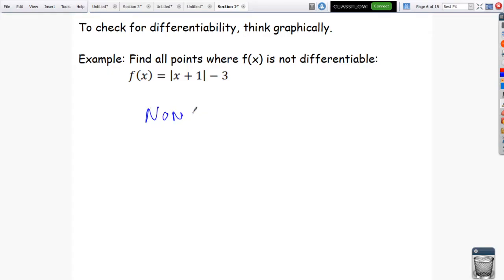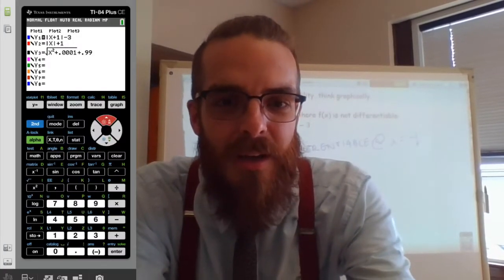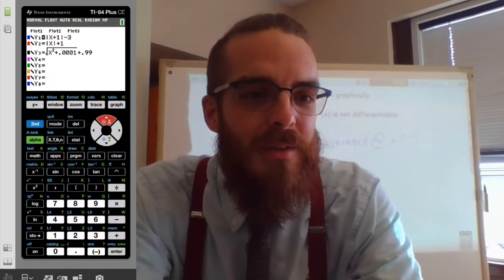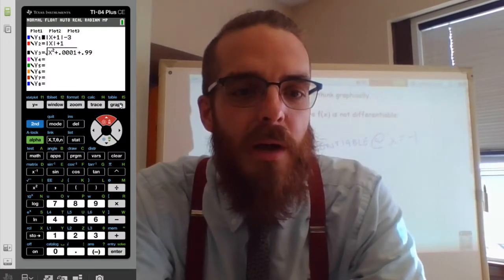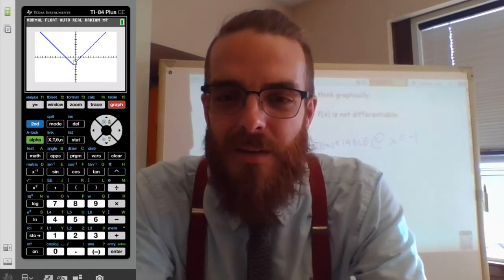this function is going to be non-differentiable at x equals -1. If you don't remember exactly how absolute value brackets work, I guess you could use your old cheat on this one, and you can see I have this preloaded into y1. If I graph that, yeah, okay, I can see where it is non-differentiable.